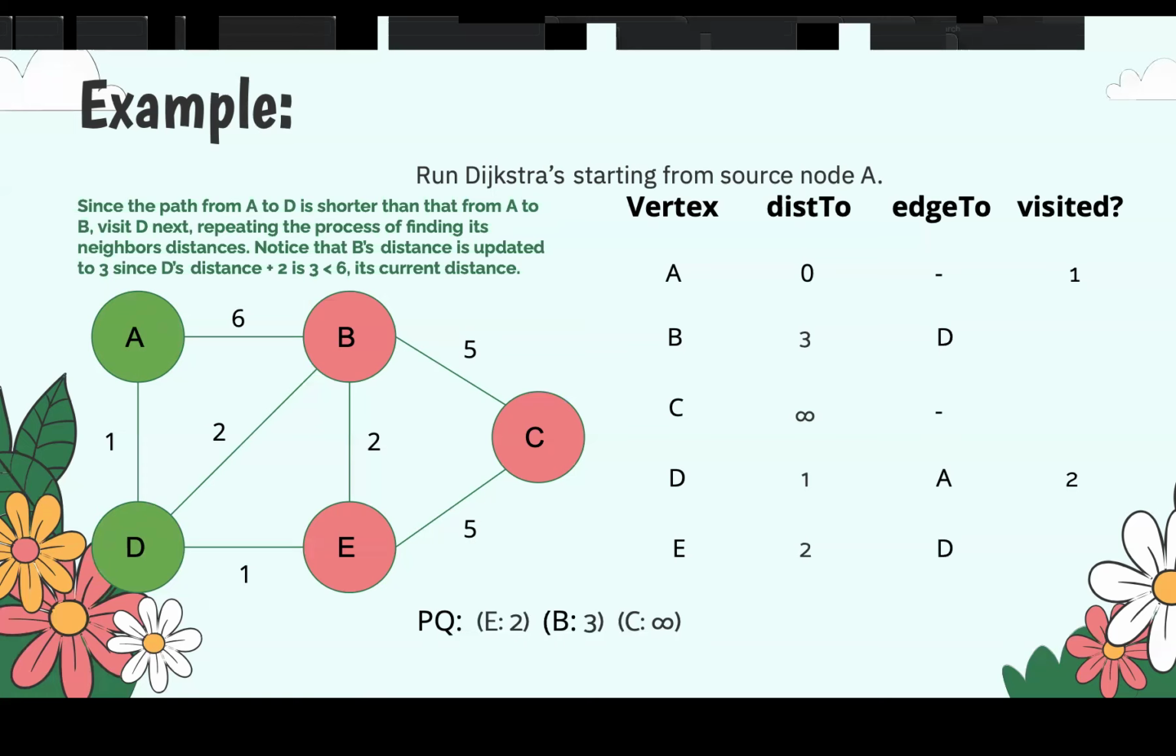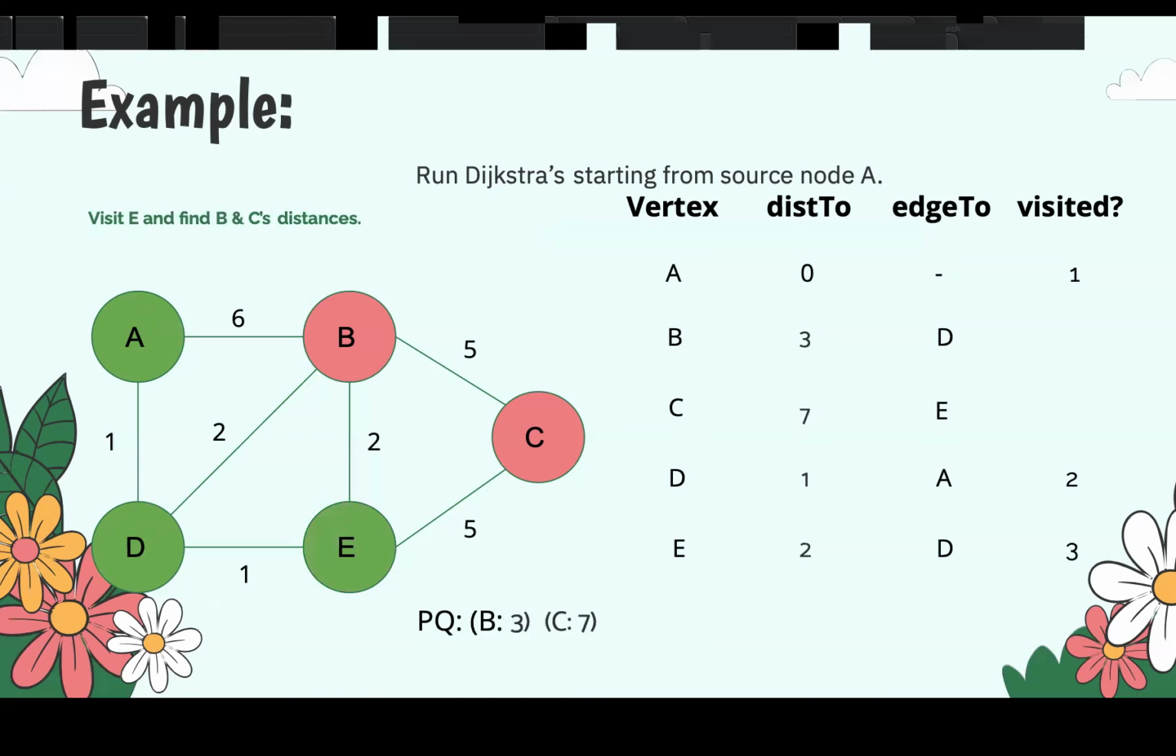After that, E is the shortest distance from A in the priority queue, so we tackle E next. E's children are B and C. 2 plus 2 is 4. 4 is greater than 3, so we leave B the same as it is. 4 plus 5 is 9. 9 is less than infinity, so we update C's distance from infinity to 9. And then we move E out.